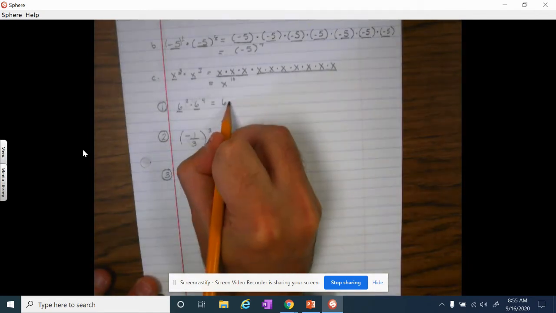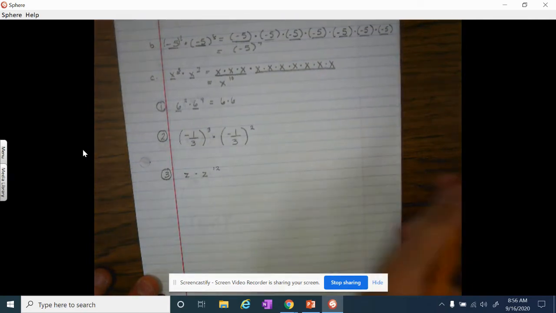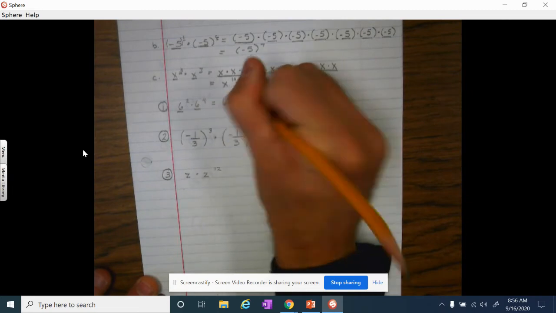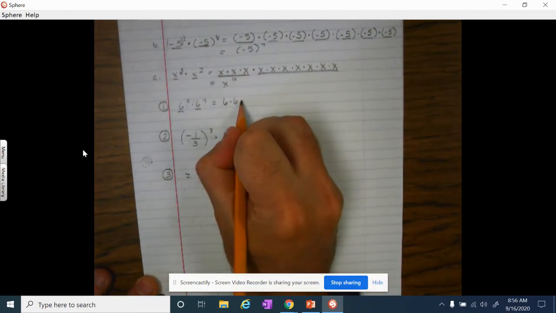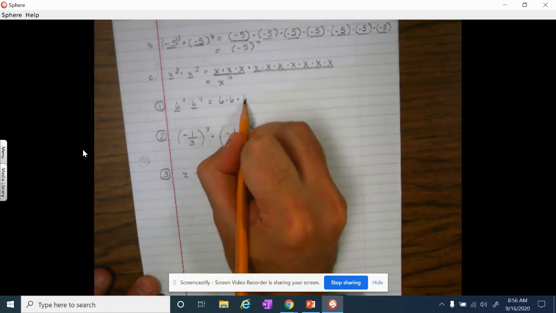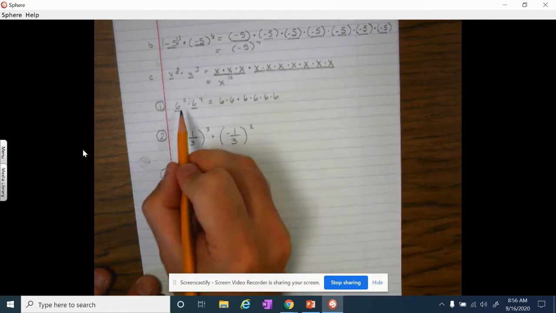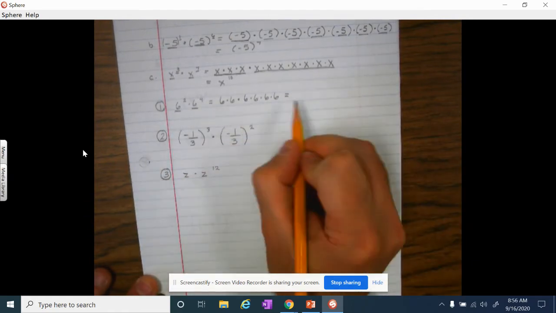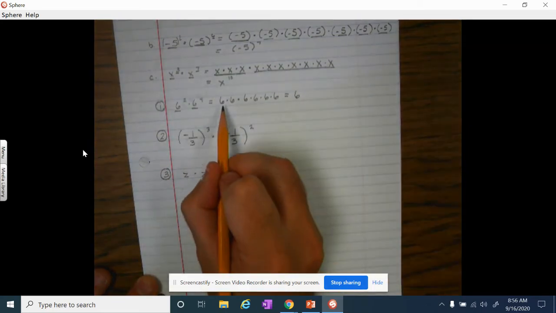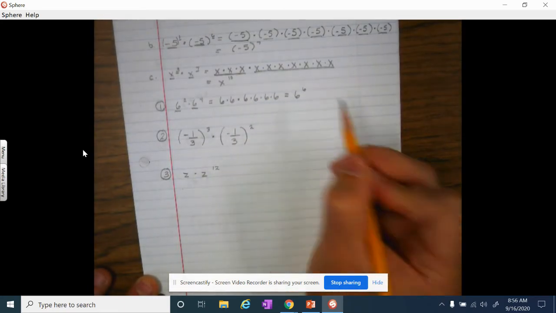Let's verify that that shortcut's going to work. I've got 6 squared, which is 6 times 6, times another 4 sixes. So I've got 6 times 6 times 6 times 6 times 6 times 6. Same base, so my base stays the same. Now I'm just going to add up. How many sixes am I actually dealing with? 1, 2, 3, 4, 5, 6. So my final answer is 6 to the 6th.